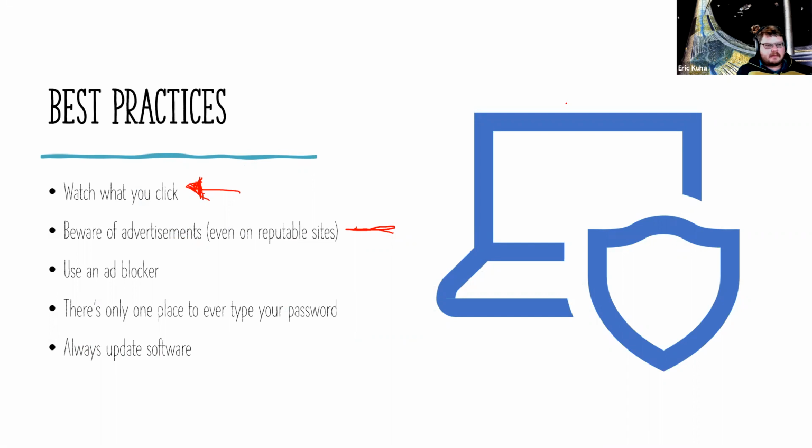Beware of advertisements, even on reputable websites. Facebook and Forbes had advertisements that were doing cross-site scripting attacks on users, which is just absolutely terrible. And then of course they didn't even really apologize for it. Use an ad blocker, man. Don't even worry about it. Block them ads. You don't want them, and they're not good for you. So get rid of them.